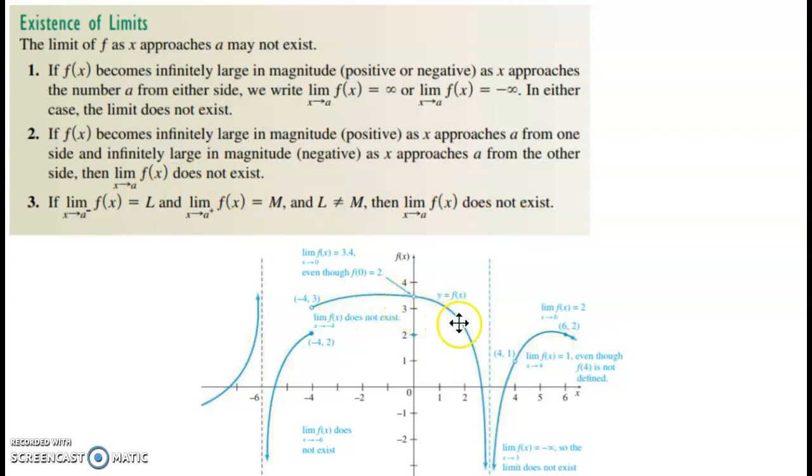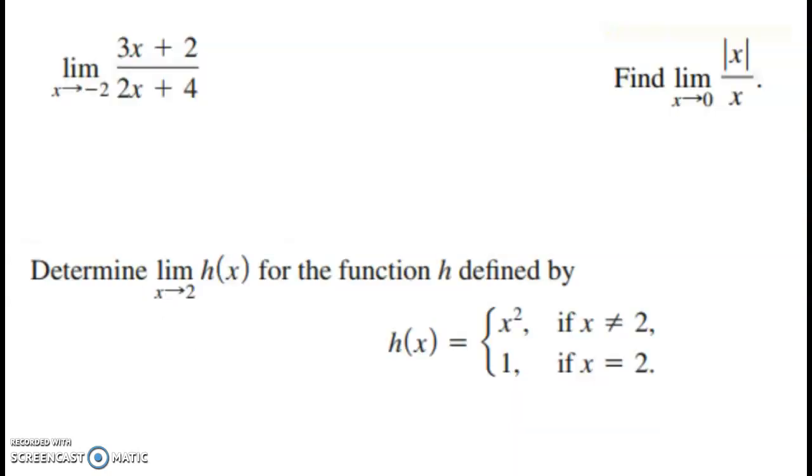The limit as I approach 0 from the left and the right both looks like it's 3.5. Here, the limit as I approach 4 from the left and the right looks like it's 1. Okay, is approaching the same thing here. The limit as I approach 6 from the left and the right is 2, but sometimes it approaches two different things. Okay, let's try a couple here.